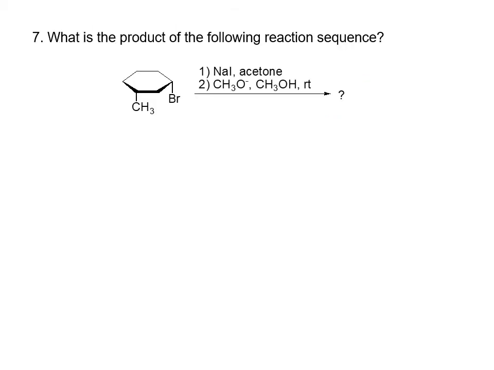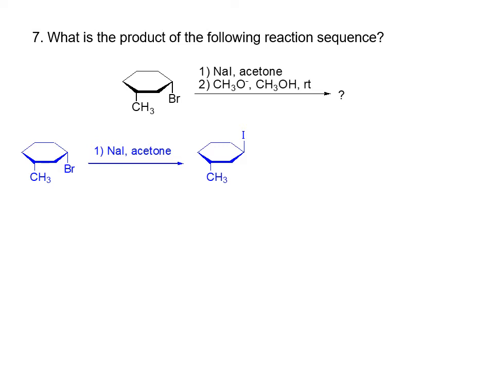What is the product of the following reaction sequence? So we have another sequence where we are reacting this compound, cis-1-bromo-3-methylcyclohexane, first with sodium iodide. This is an SN2 reaction, sodium iodide in acetone. It occurs with inversion of configuration.